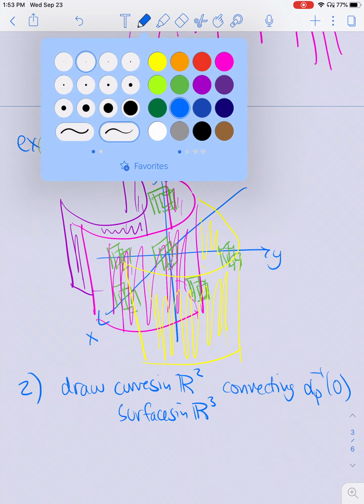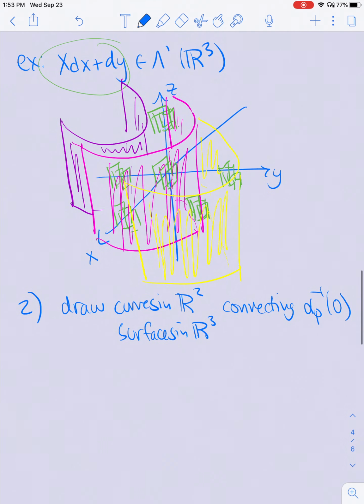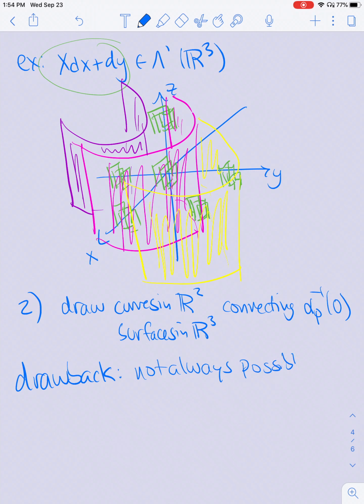So the one drawback of this method is that it's not always actually possible. This is not always possible in R3. And on your worksheet on September 24th, you're going to consider a specific one form, dz minus y dx, for which it's not possible to do this anywhere, actually. Okay, so that's it for visualizing one forms in R2 and R3.